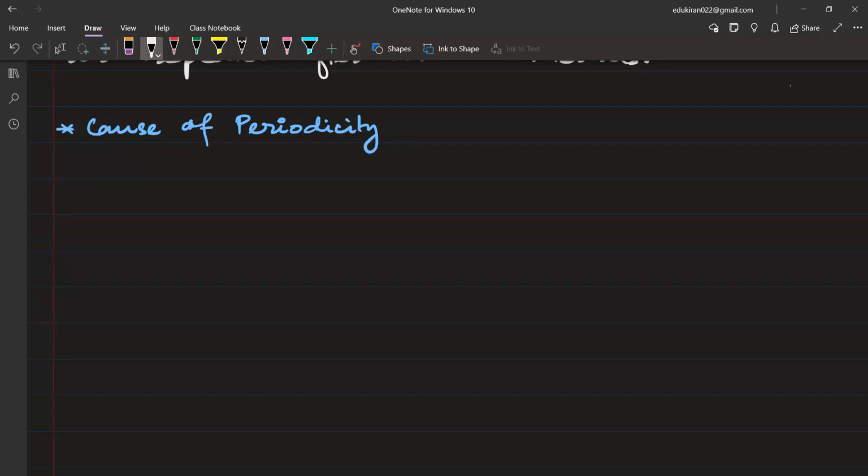Now, next, the cause of periodicity. In the atomic structure, we learned the importance of the position of electrons. The most important thing is the position of the outermost electrons, the valence shell electrons. Later on, scientists saw that when we arrange elements in increasing order of atomic number, there is a repetition of similar properties, and the properties were similar only for those elements that had similar outer electronic configuration. So the cause of periodicity is the repetition of similar outer electronic configuration.